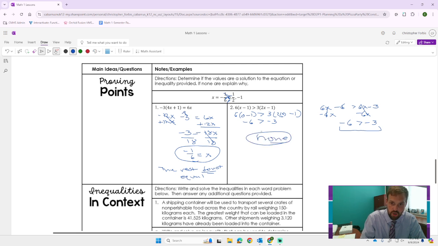Test them. But no matter what, whether I just leave it as x or plug in a number, it's always going to come out to the same thing, that negative 6 is greater than negative 3, which isn't true. So the answer is none to that one. Yeah, pretty cool.